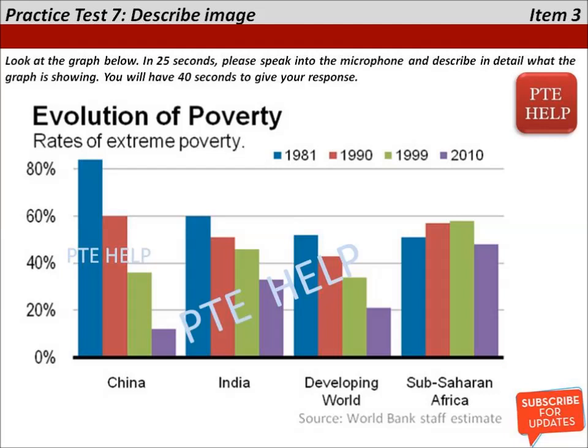On the other hand, India's poverty rate decreased in the following decades, but comparatively, it was higher than China and the other developing world. Oppositely, the poverty rate in sub-Saharan Africa was at its extreme level in 1999, peaking at 58%.